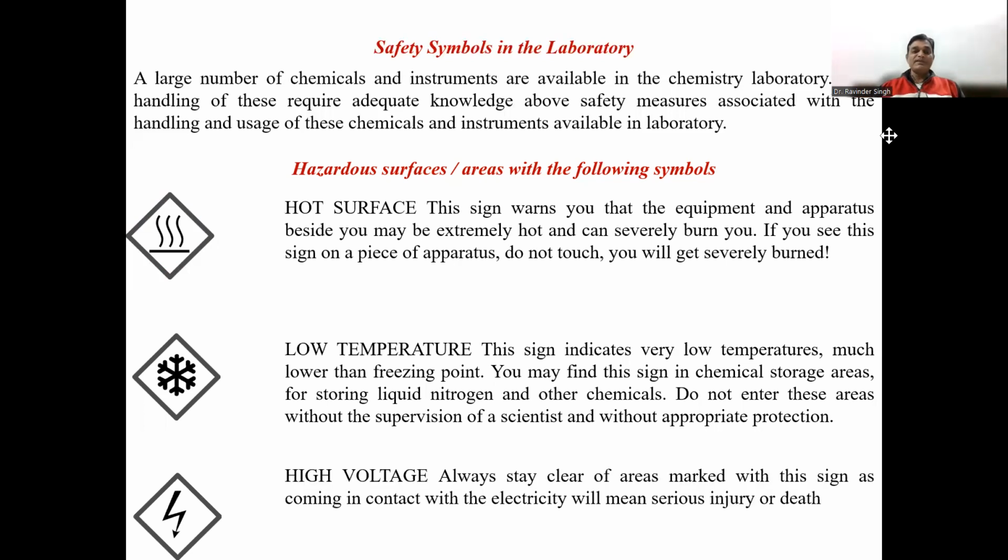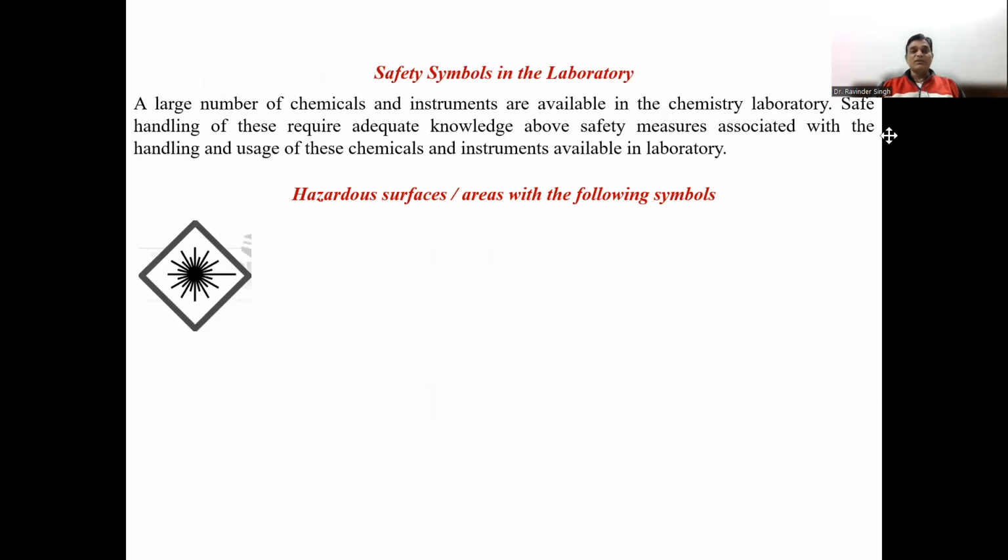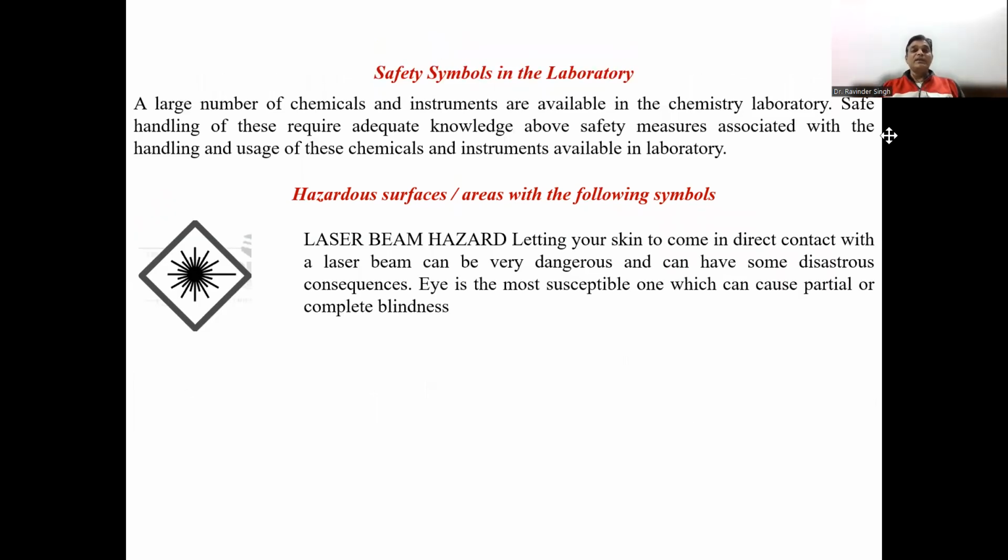The next symbol represents a very high voltage area. Always stay clear of areas marked with this sign, as coming in contact with electricity will mean serious injury or death. That symbol represents a laser beam hazard. Letting your skin come in direct contact with a laser beam can be highly dangerous and can have disastrous consequences. The eye is the most susceptible, which can cause partial or complete blindness.